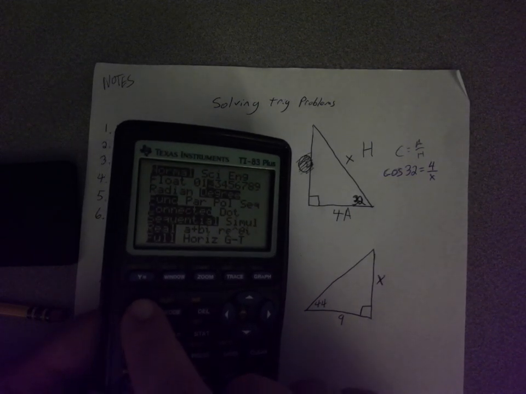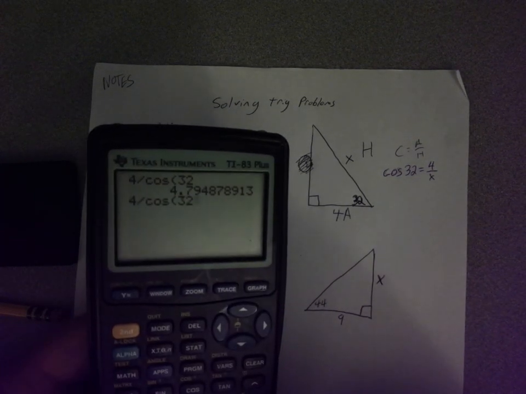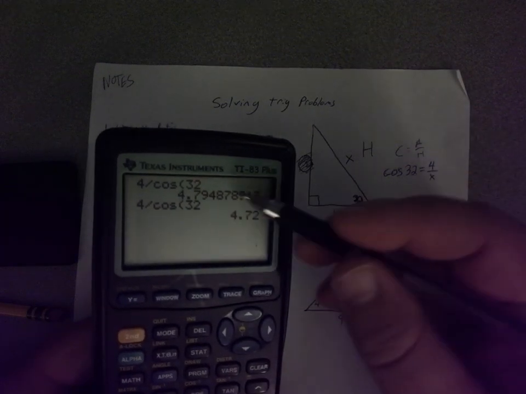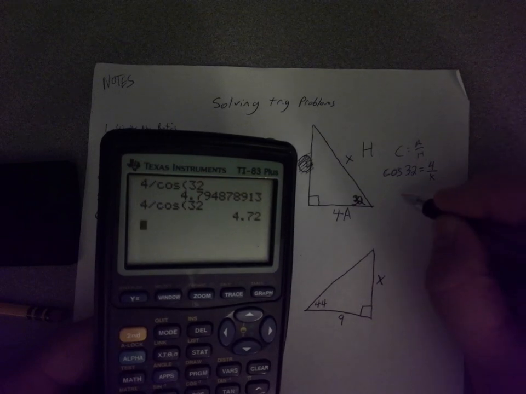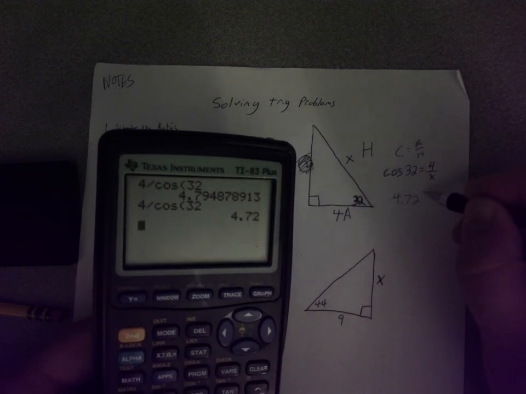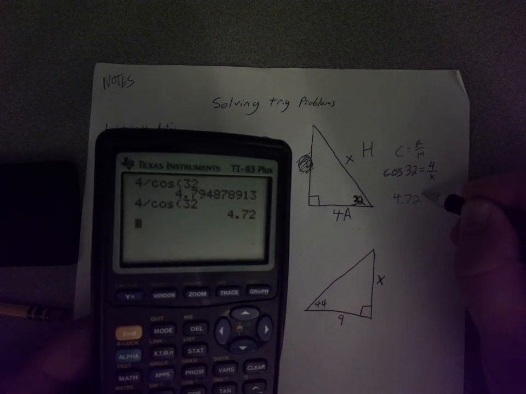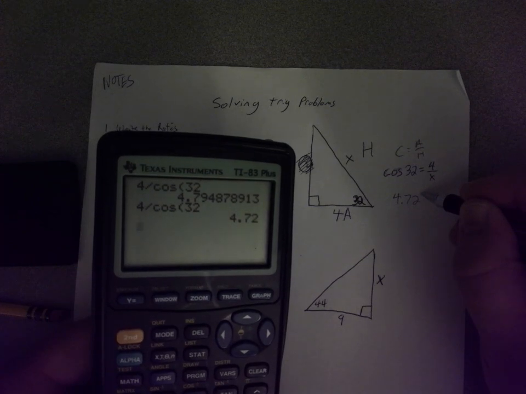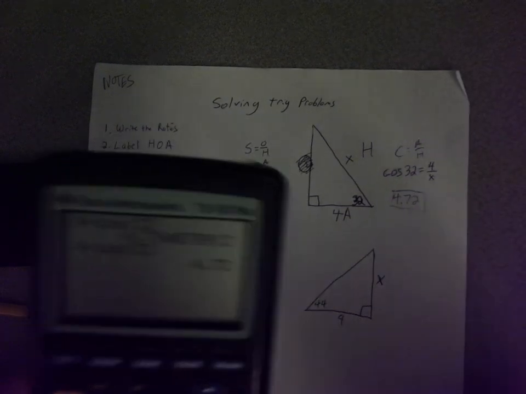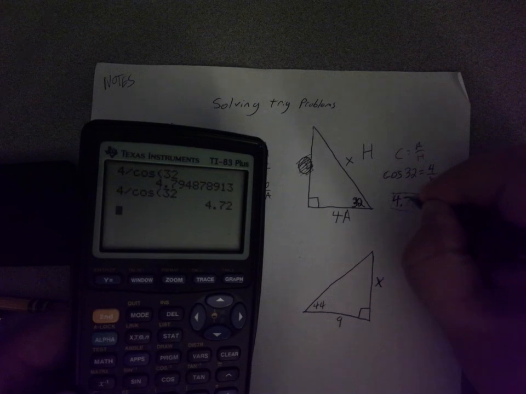So now I'll get out of here by hitting second mode, and let me type that in again. 4 cosine 32 is 4.72. See, I realized when I had that big long decimal, I had not gone in and changed my settings. So the answer is 4.72. Yeah, just leave it like that. Sorry about that. I'm using the wrong pen again. That's the problem. I couldn't see it and was wondering what my issue is.